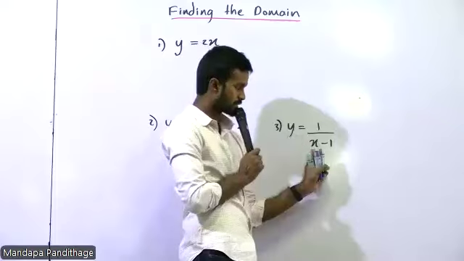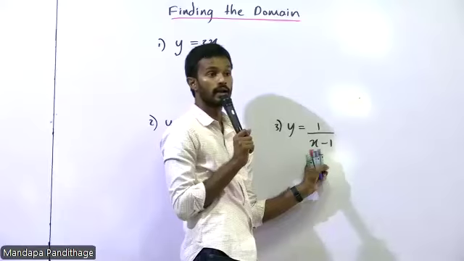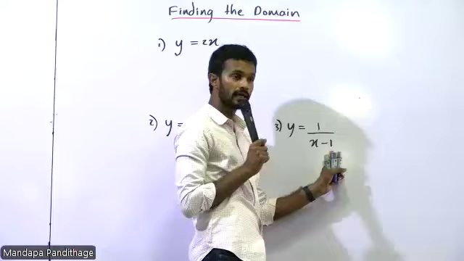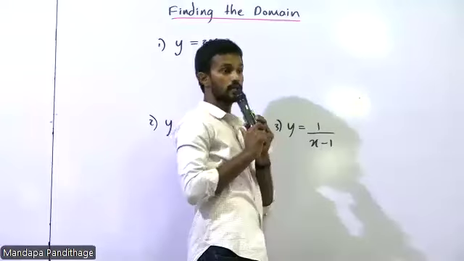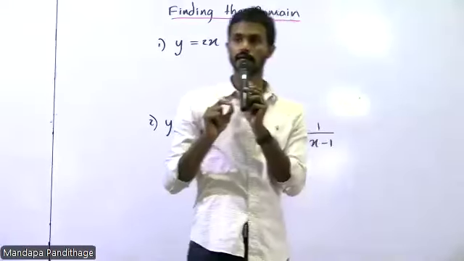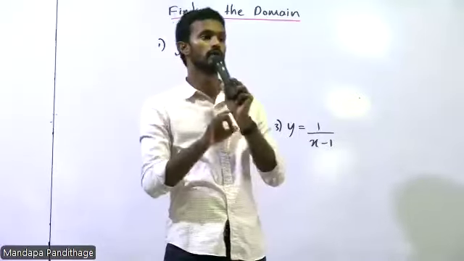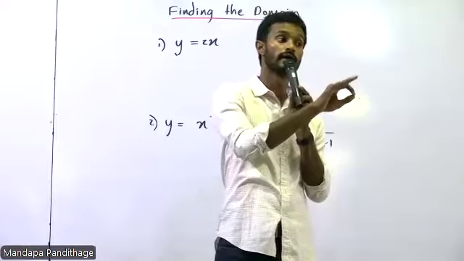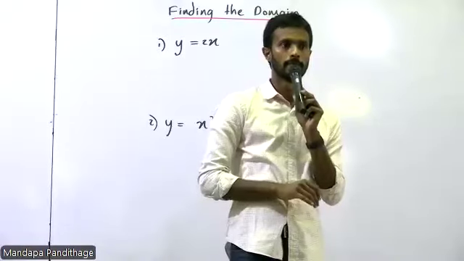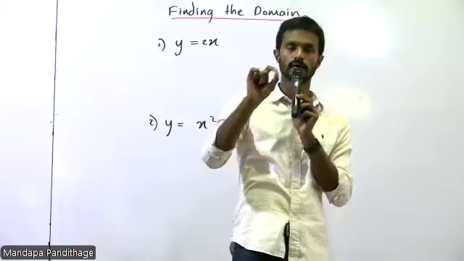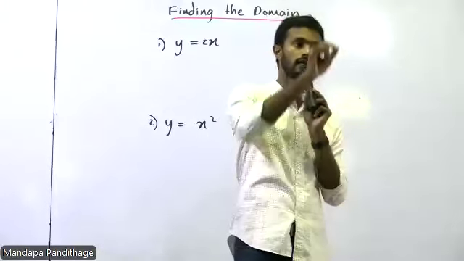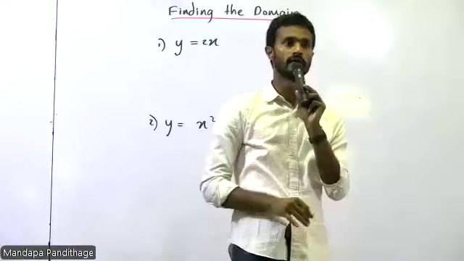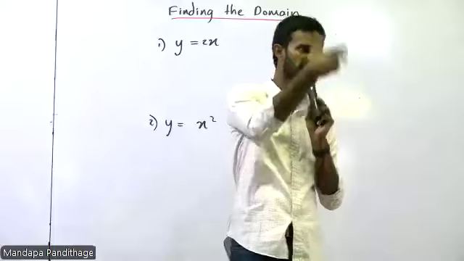But tell me what happens if I put x equals 1. The denominator, 1 minus 1, becomes 0. I have clearly stated that if the denominator becomes 0 in maths, that is not defined, not infinity. If the denominator is 0, it is not defined, meaning it's not real.